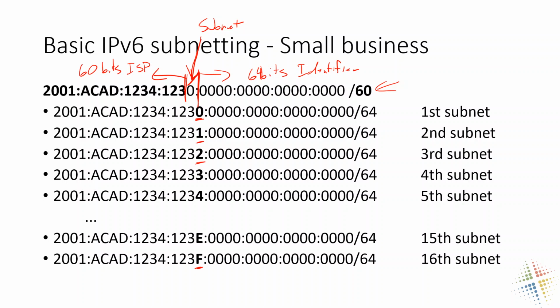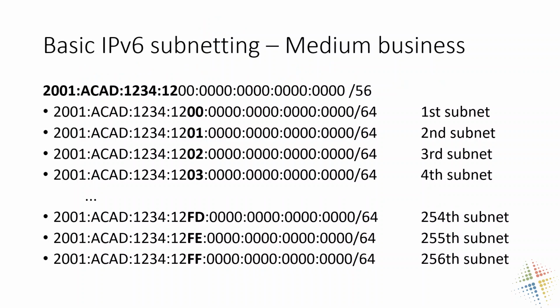All right, well, that's a small business. That's awesome. I just simply look at one digit and I move forward. Well, let's say I'm a medium business. I call up my ISP and I say, hey, I need more than 16 networks. So what's the next chunk I can get? And they say a /56.